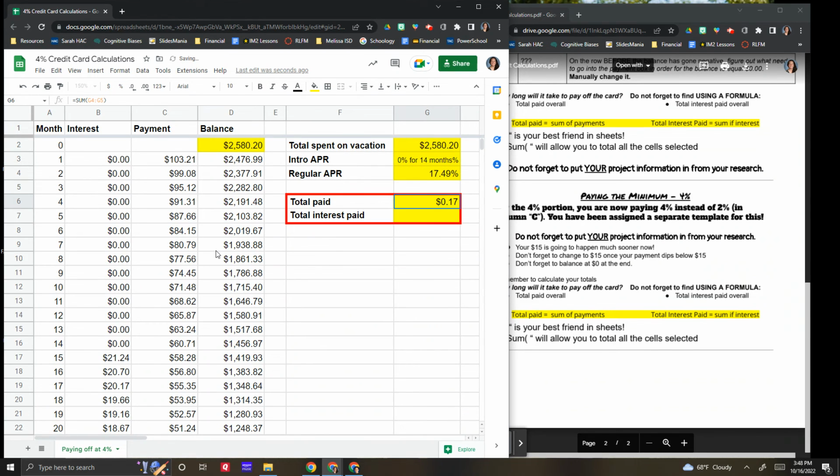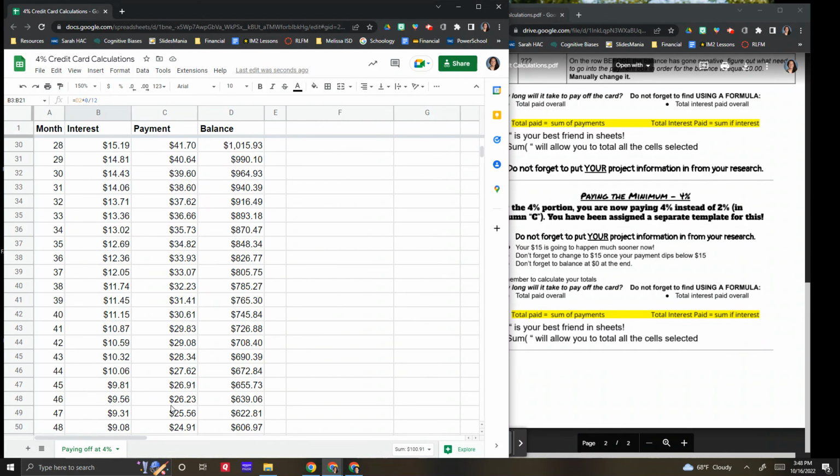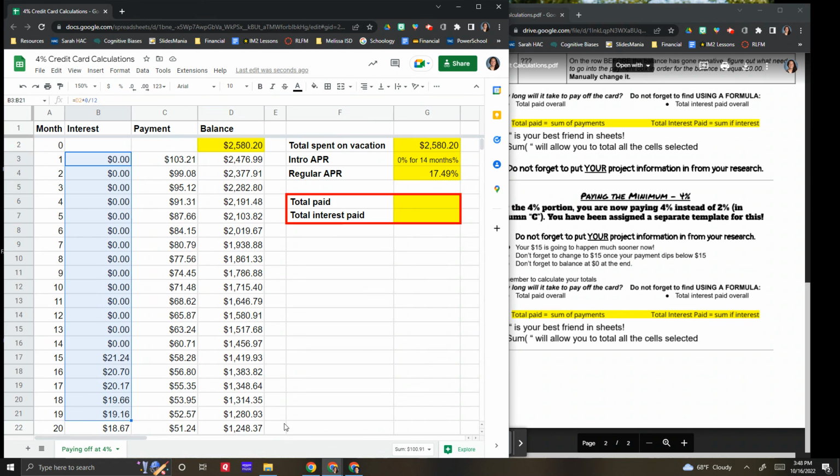Okay. For the interest paid, the interest paid is the sum of all your interests. So again, equals the sum, and then select and highlight all of the cells for your interest that was paid. Okay, so that is how you calculate the total paid and the total interest paid. And I need to see the formulas using equals sum in order for you to get full credit.